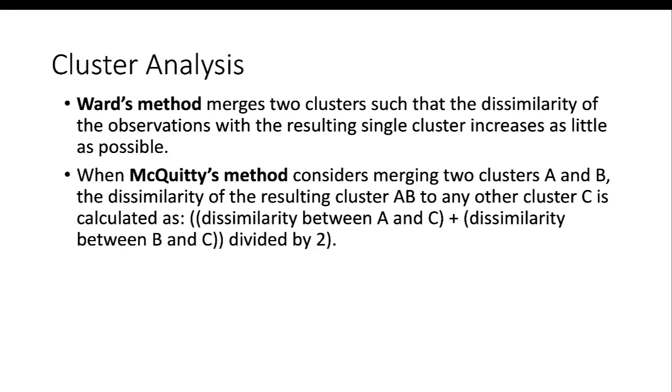The other method is McQuitty's method, which merges two clusters A and B. The similarity of the resulting cluster AB to any other cluster C is calculated as the dissimilarity between A and C plus the dissimilarity between B and C, divided by 2. So at each step, this method merges the pair of clusters that results in a minimum increase in the total dissimilarities between the new merged cluster and all the other clusters.